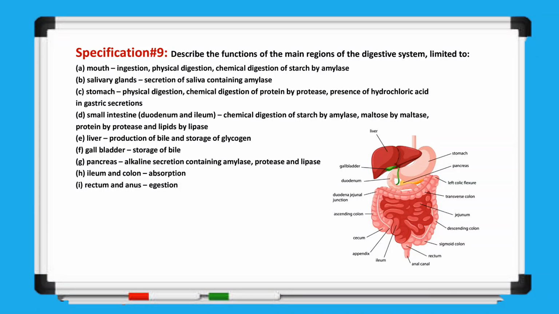Next, we have specification number 9, which asks us to describe the functions of the main regions of the digestive system, limited to the following. The mouth, ingestion takes place here, along with physical digestion through chewing and chemical digestion of starch by amylase.